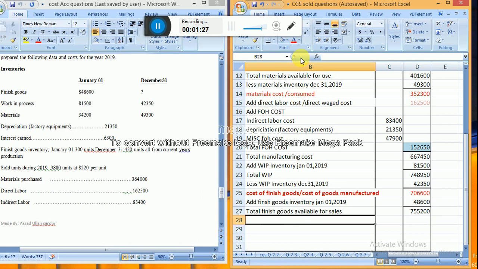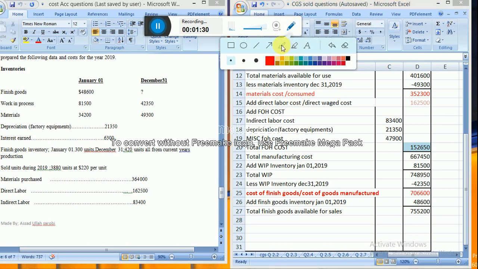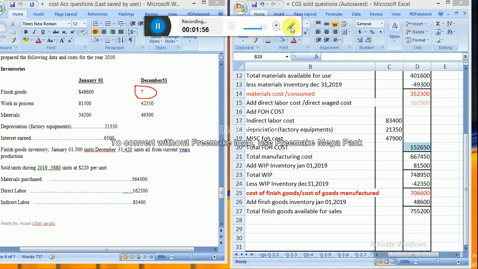But here in the question, the ending finished goods is a question mark. It means that it is unknown. So what will we do now? It doesn't mean that we will put 0 here. No. We have some ending finished goods, but the amount is unknown. For that purpose, we have here the cost of production or manufacturing cost, cost of goods manufactured.